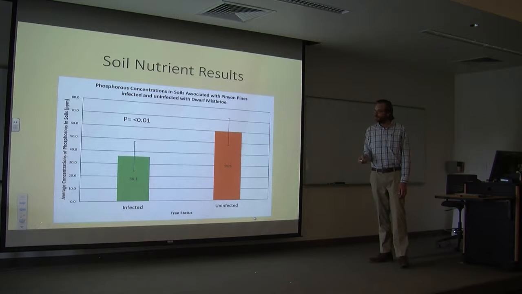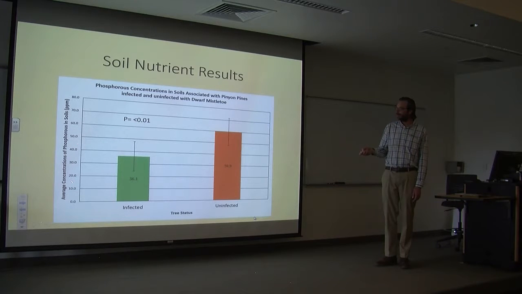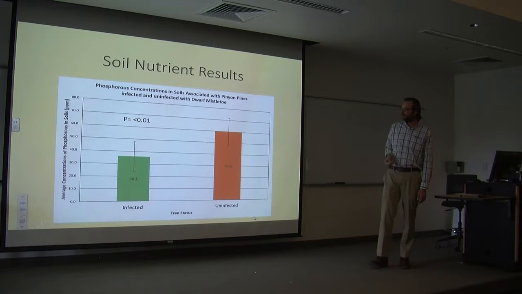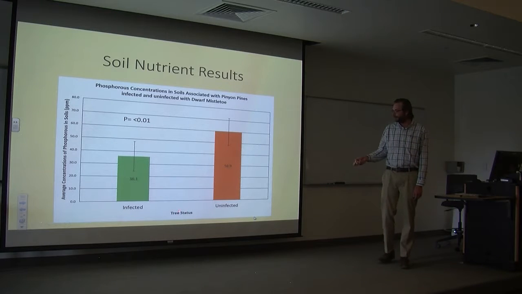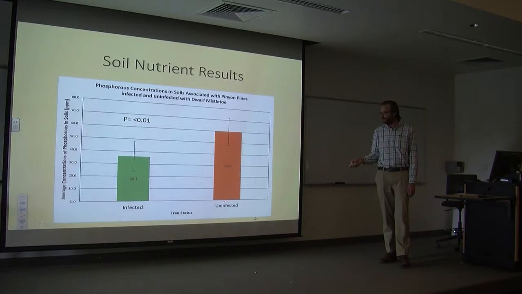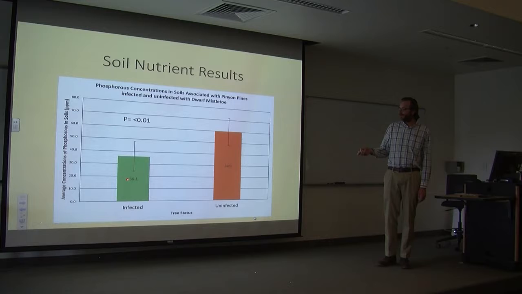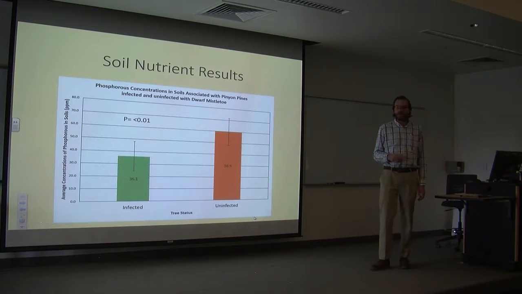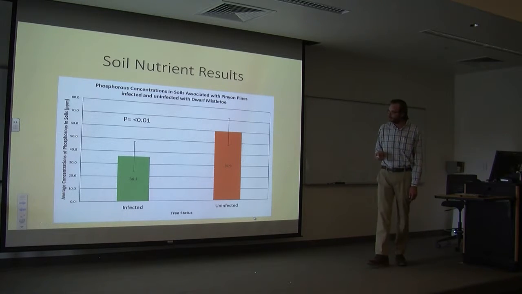For the results of our nutrient analysis, here on the y-axis we have the concentration of phosphorus in the soils. On the x-axis we have the tree status, infected and uninfected trees. As you can see, the infected trees had significantly less phosphorus in their soils.